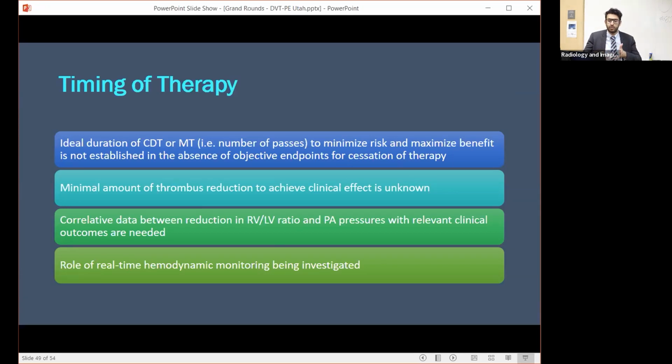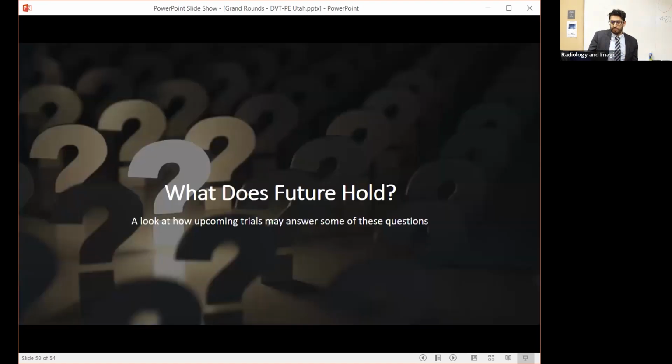It's not just, you know, do thrombectomy and they get better, or just put a lysis catheter in to do better. We don't know how long each of these things should be. Again, I talked about all these things: the minimal amount of clot, correlated data, if there's a role for hemodynamic monitoring. So what does the future hold? And so this is probably the last slide I have.